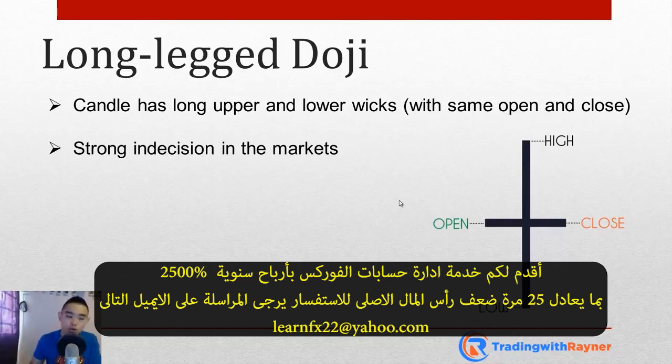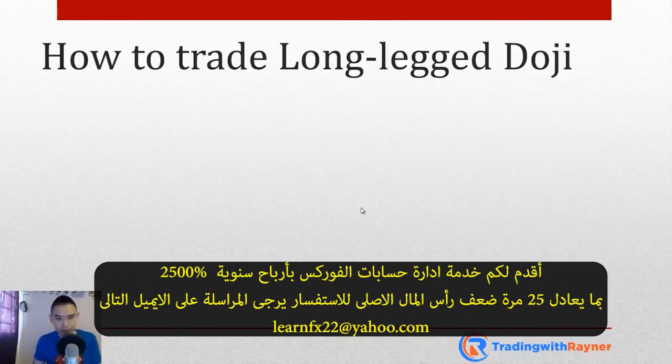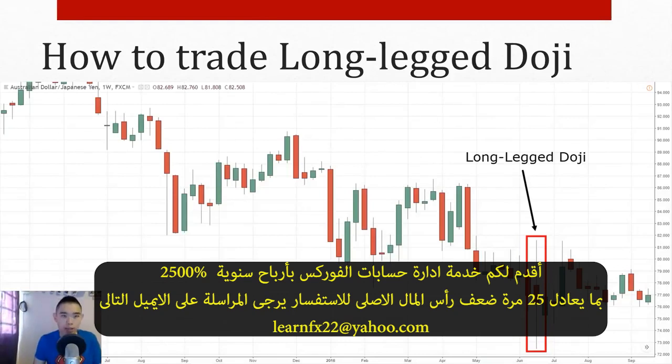So how do you trade the long-legged Doji? I just want to share with you how it looks first. You can see that on this time frame, this is the weekly time frame, it forms a long-legged Doji here. Usually it's due to a news release, the market reacts to it and spikes up and down. That's why you have a long-legged Doji on your chart.